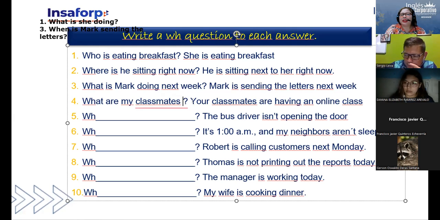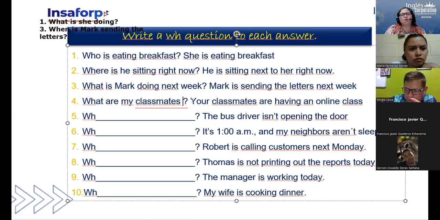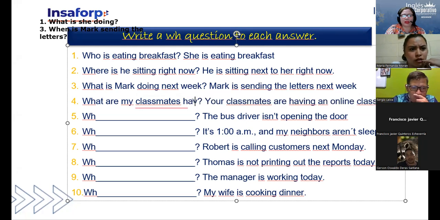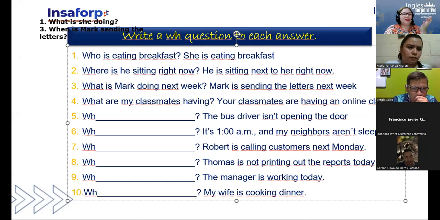Ok, pero lo que nos falta aquí es un verbo, ING, ¿verdad? Porque así me está diciendo. Having. Ok, podemos decir, what are my classmates having? Puede ser que estén teniendo un examen, ¿verdad? Having an exam. Having a class. Ok, podemos decir having. Yeah, no hay problema.